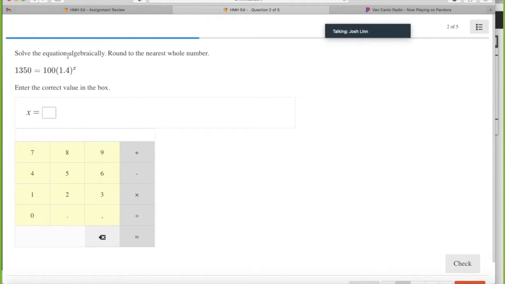Solve the equation algebraically. Love algebra. I just love algebra. Okay, here we go. So we've got 1350 equals 100 times 1.4 to the power of x, with my awful handwriting. So we're going to do some basic algebra. We're going to get rid of that 100.